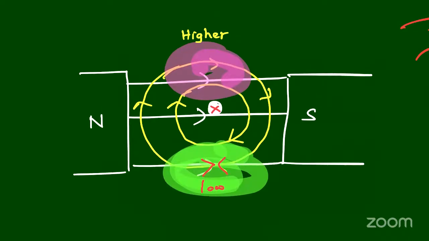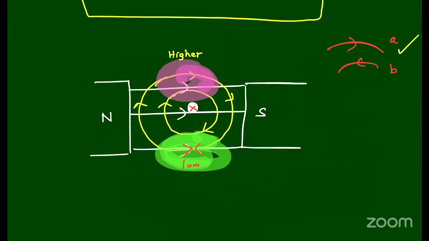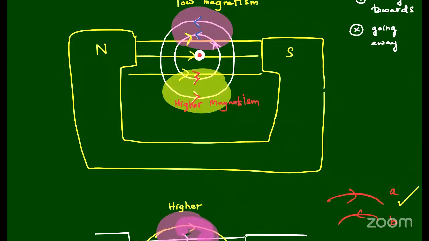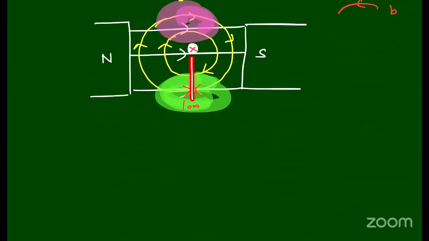So now the higher and the lower forces have been shifted. Therefore, what will happen? Now there will be a force applied downwards on the wire, which means the wire will eventually move downwards. But in the previous case, it went up. Now it goes down like this.